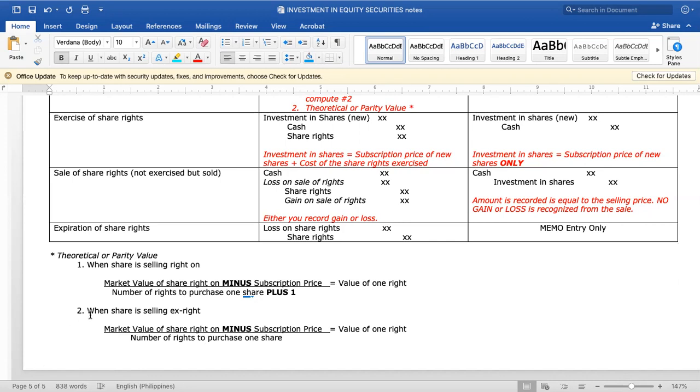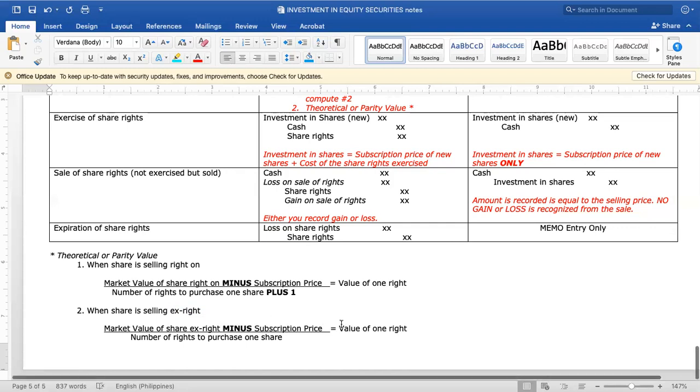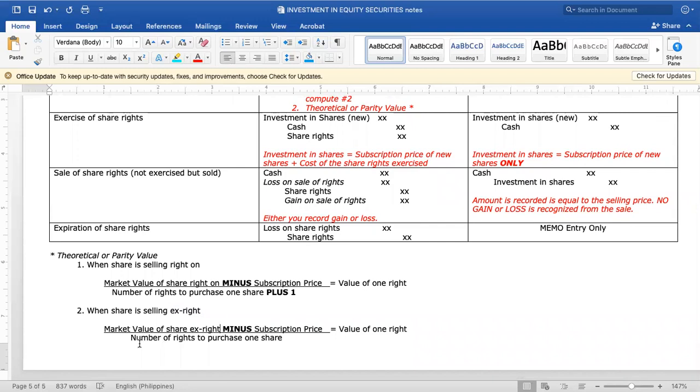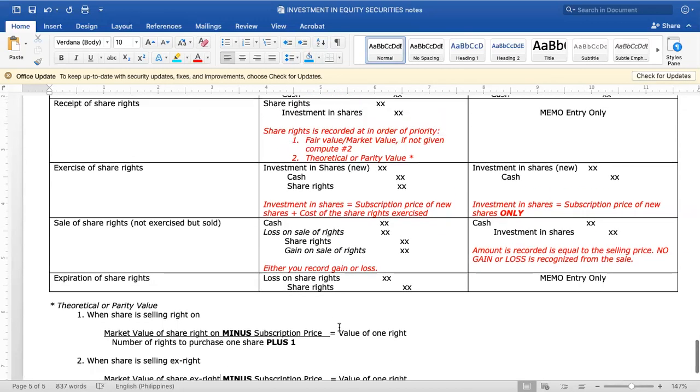Next is when the share is selling ex right. What is the formula? The numerator is the same: market value of the share ex right minus the subscription price, divided by the number of rights to purchase one share. What's the difference? There is no plus 1 under ex right. You just divide by the number of rights needed to purchase one share. That is the value of one right, which is the amount to use here.